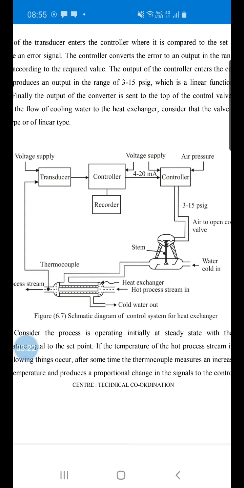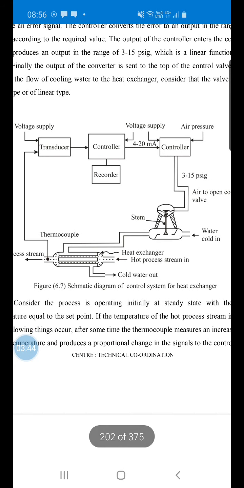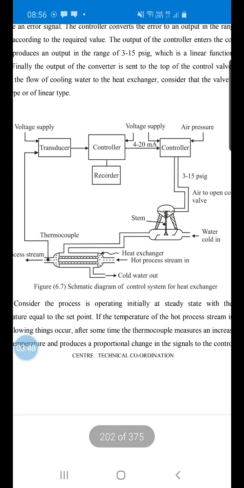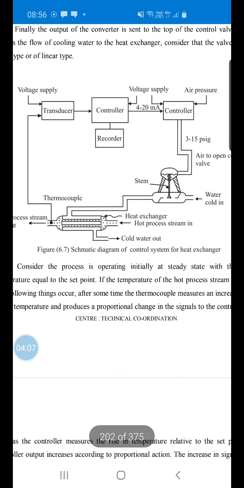So this is a diagram for the control system of the heat exchanger. The thermocouple measures and sends the signal to the transducer. The transducer converts this temperature signal to a current signal and sends it to the controller. The controller converts it into the error, again in the form of electric signals. These electric signals go from the converter to the control valve. These signals get converted into pressure, and in the air to open control valve, this pressure signal gets converted into flow. So how much water is to flow through the shell side of the heat exchanger is decided by the whole control system, and accordingly the temperature of the outlet stream is controlled.